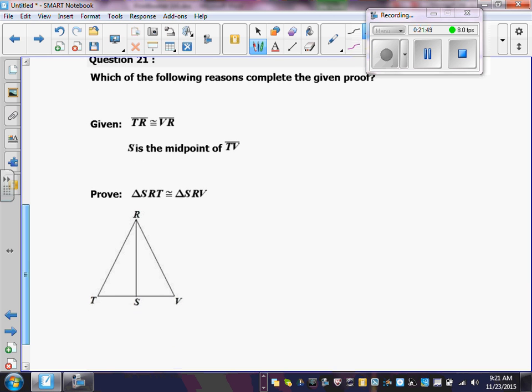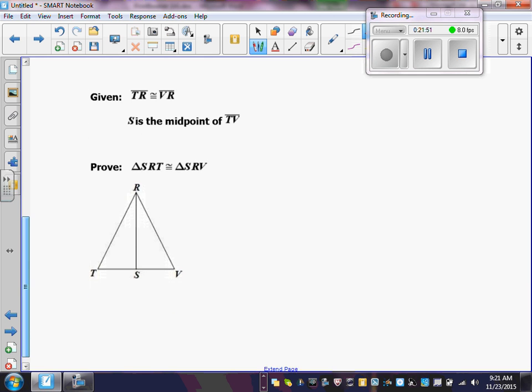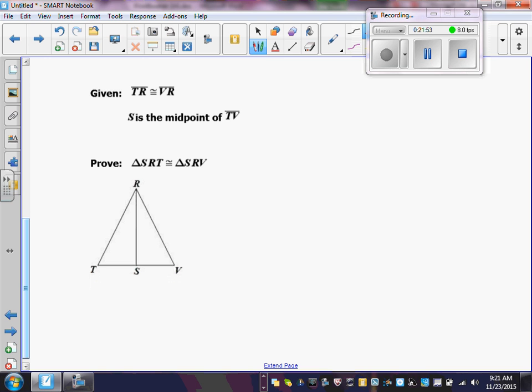21, which of the following reasons completes the given proof? TR is congruent to VR. So they say this is congruent to this. S is the midpoint. The minute I know S is the midpoint, I know this is going to be congruent to this. Then I have a common side here, right? They both share. So prove SRT is congruent to SRV. So I know this is going to be side, side, side.